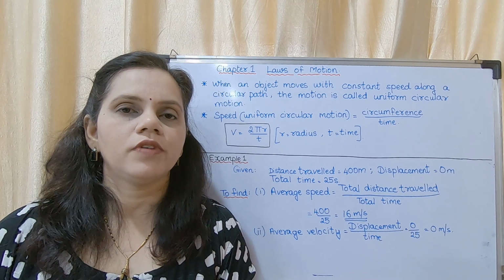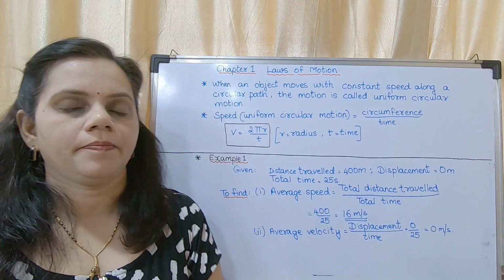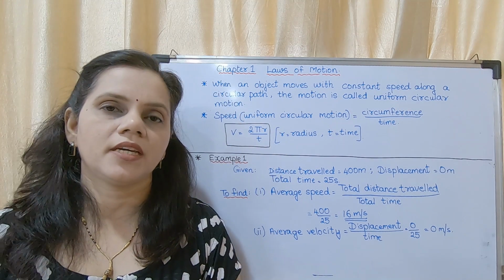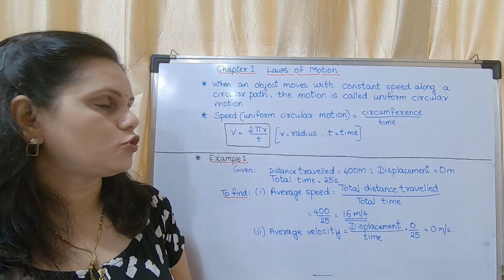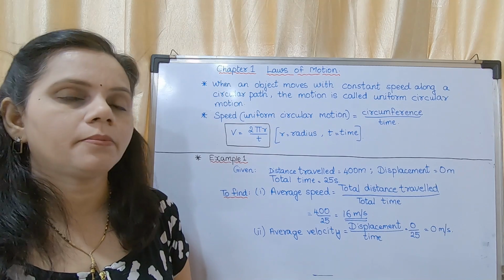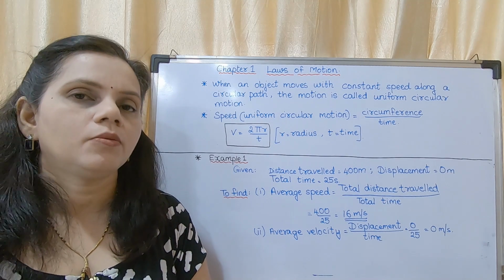Okay, now we are moving on to the next topic, that is uniform circular motion. What do you mean by uniform circular motion? When an object moves with constant speed along a circular path, it is said to be uniform circular motion.